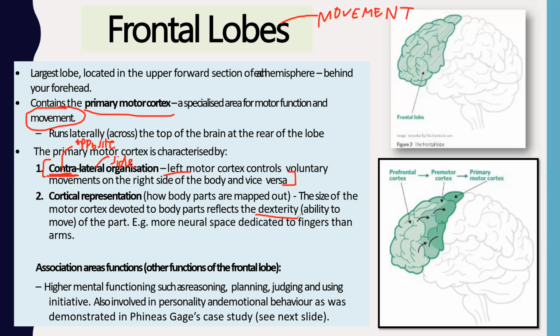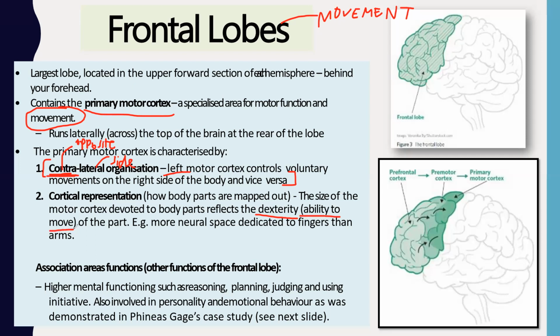Does anyone know what ambidextrous means? Have a guess. If you know, put it in the chat box. What does ambidextrous mean? Yeah, able to be used by both sides. When you're ambidextrous, it means that you can use both hands to do something, for example. A lot of us can't write with our left hand if we're right-handed, but an ambidextrous person can write with their left hand as well as their right hand. Okay, so dexterity is about how easily you can move a body part.